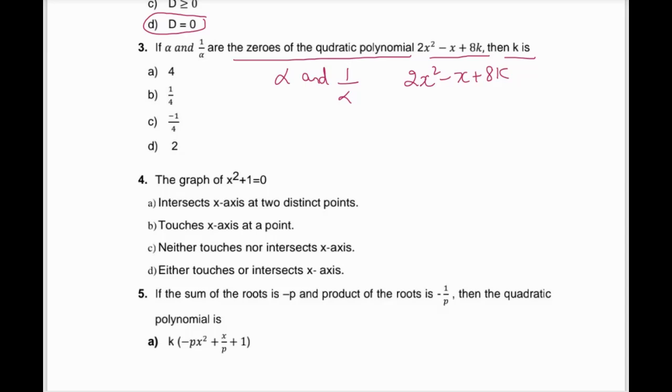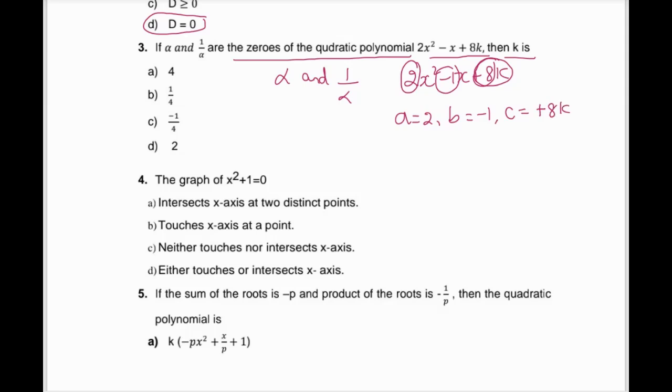So here, what is a? A is 2. A will be the coefficient of x square. B is the coefficient of x, that is minus 1. And C is the coefficient of the last term, that is the constant. So it will be 8k.